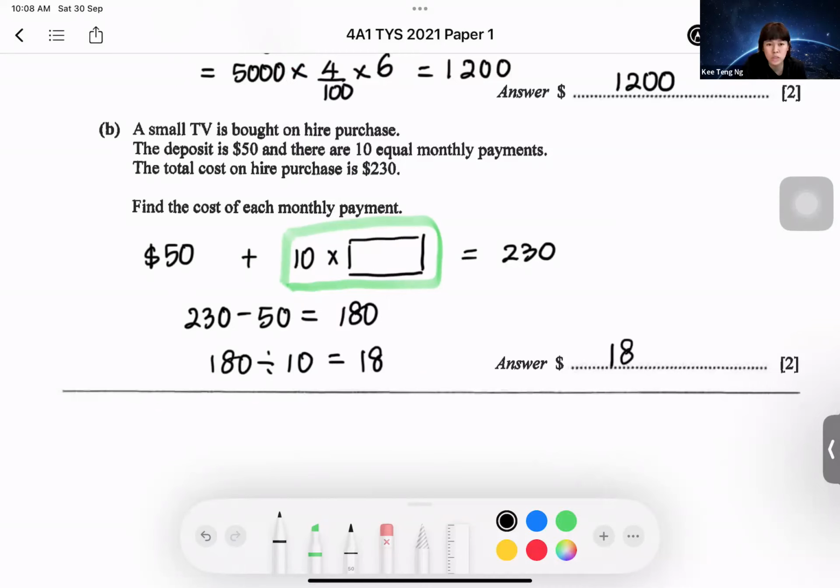Okay, so this question needs us to work backwards. We do not know the monthly installment, but we know the total cost and the deposit. We take the total minus the deposit to give me the total monthly payment. Then I split it up into 10 months, so divide by 10. Right, have you gotten the concept?